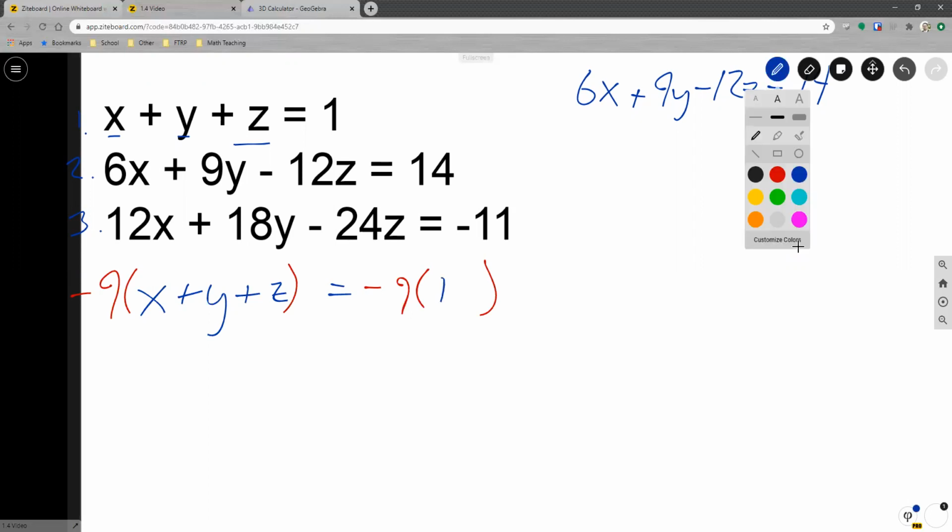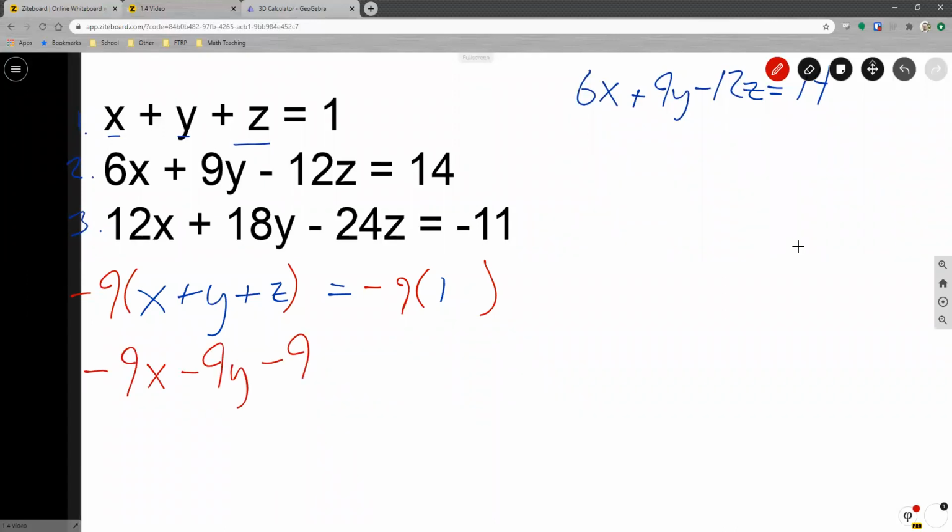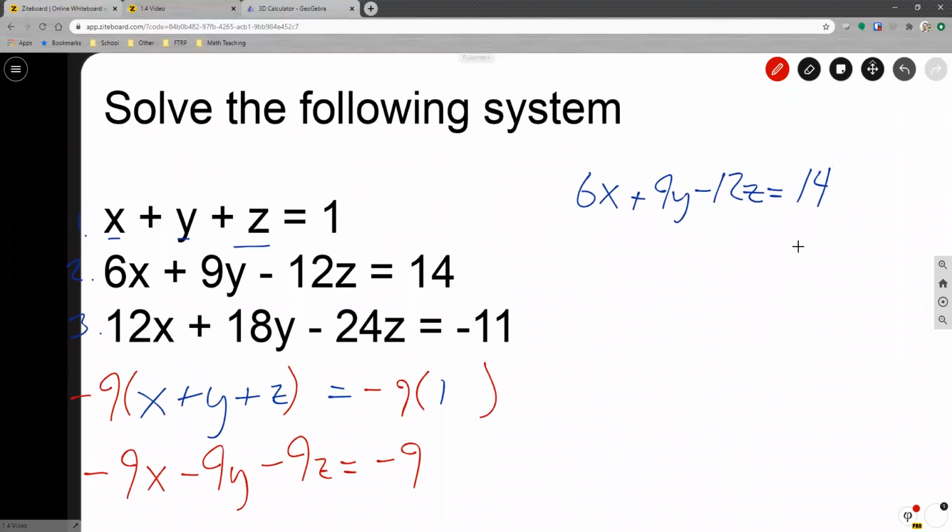So I can multiply through very quickly. Negative 9 is just going to give me negative 9x minus 9y minus 9z equals negative 9. And it works out very nicely because now I can just plug that equation in and then add the two equations together. I'm not going to show the plus signs this time. Just know that you're adding these together.